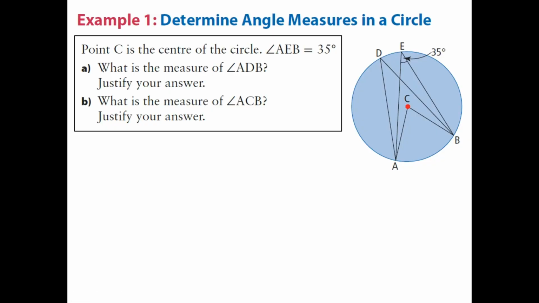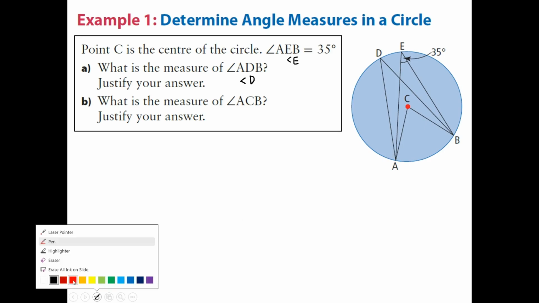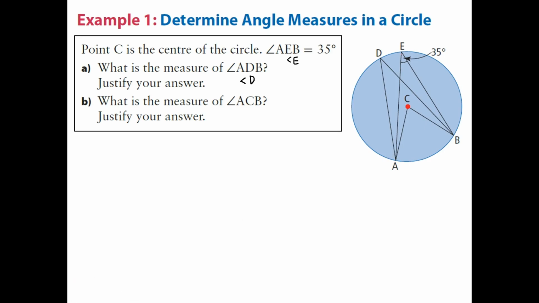So here's an example. Point C is the center of the circle. Angle AEB, so pretty much angle E, is 35 degrees. They're asking me what is the measure of angle ADB, which is angle D. Okay, now looking at this, we use some color. Angle AEB is what we got, right? So this here, AEB.